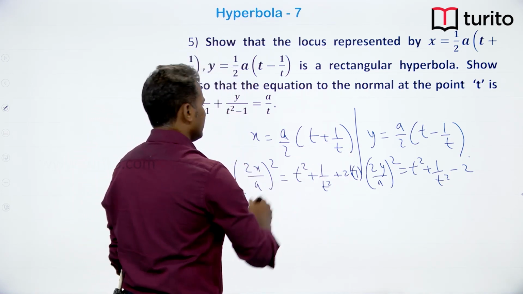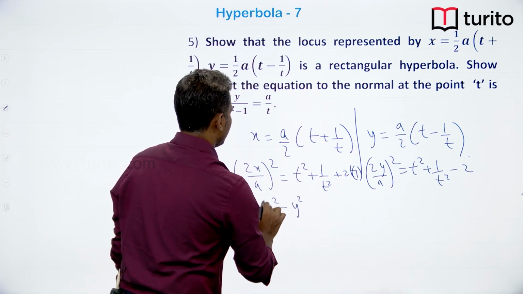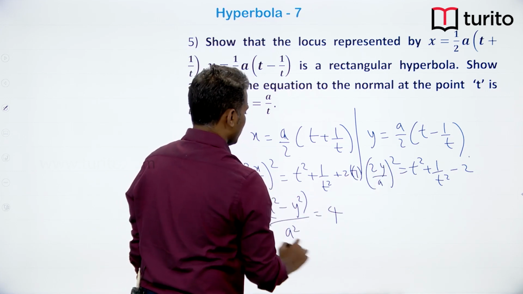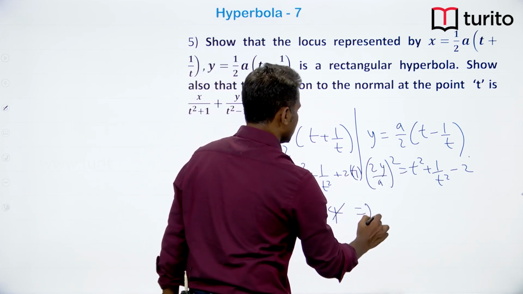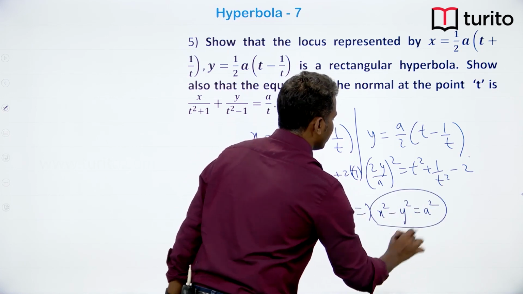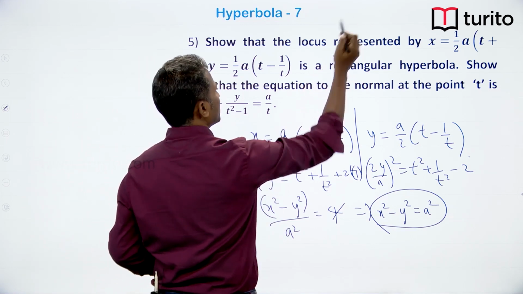So, now if I take the difference, what am I getting? 4 into x square minus y square by a square is equal to 4, since the difference comes out to be 4. So, 4 is getting cancelled. I am getting x square minus y square equal to a square. Of course, this is a rectangular hyperbola. So, we have just proved the first part.